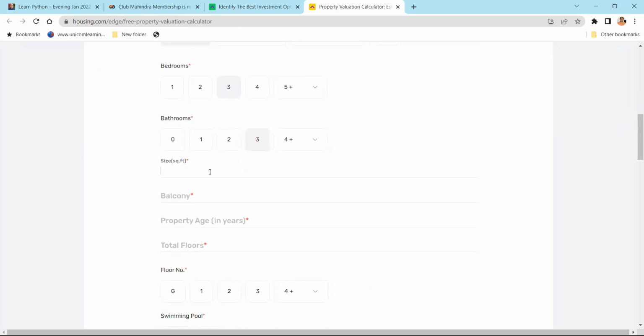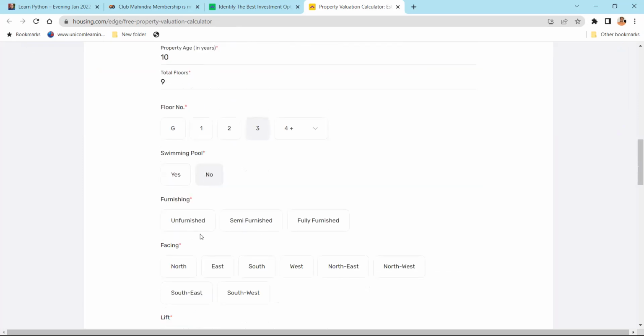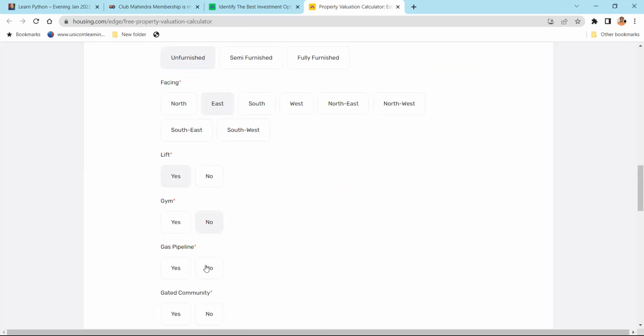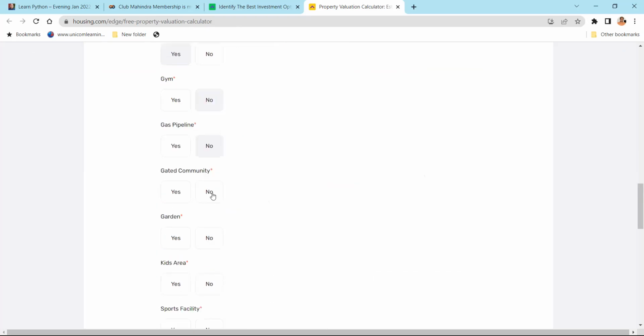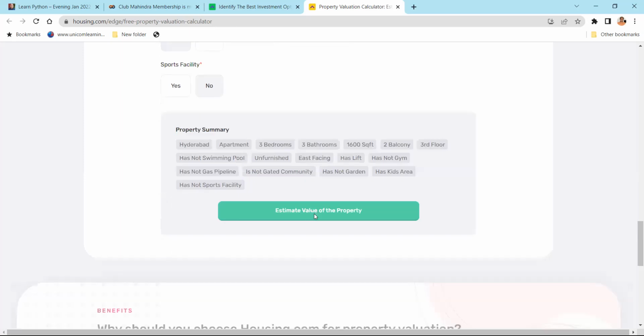Okay, let's see how much it says. Let's say we put 1600 square feet. Balcony, let's say 2. Property age, let's say 10 years. Total floors, let's say 9, and we are on, let's say, the 3rd floor. Swimming pool not there. It is unfurnished. Facing east. Lift it has. Gym, no. Gas pipeline, no. Gated community, let's say no. Garden, no. Kids area, let's say yes. Sports facility, no. Okay, now you can evaluate and tell us the cost here.